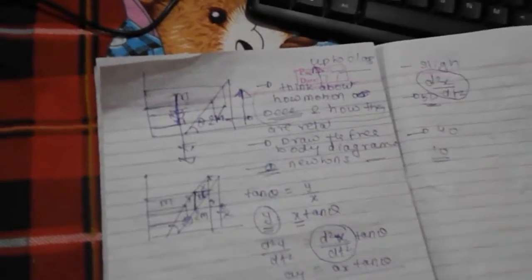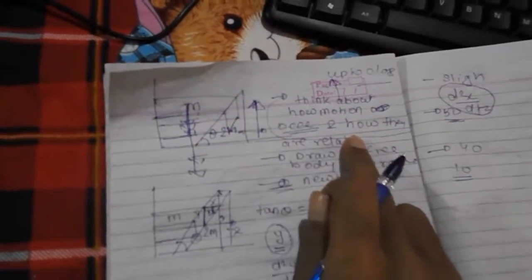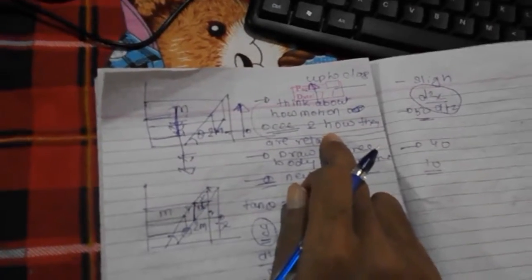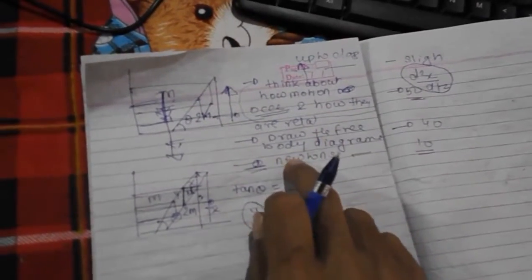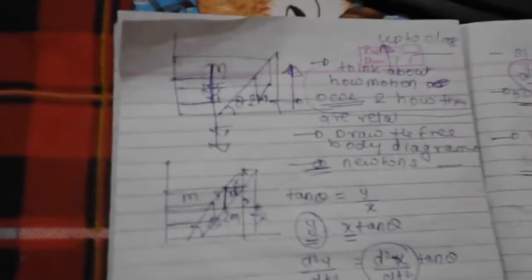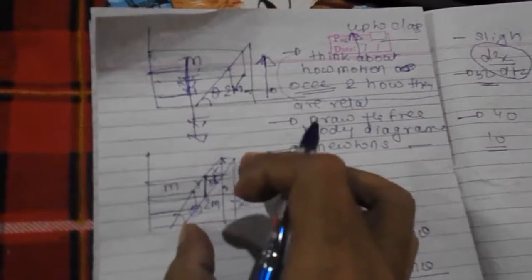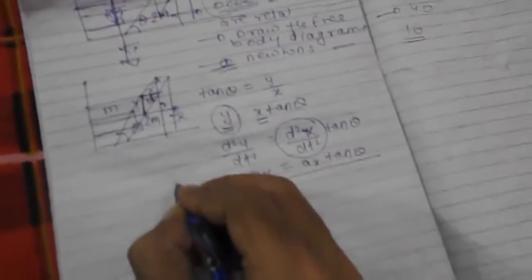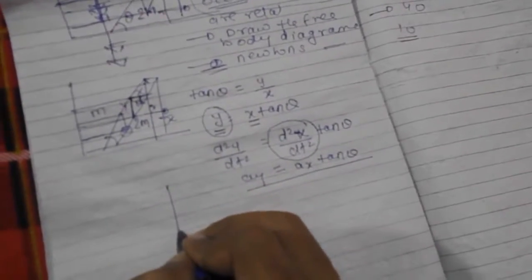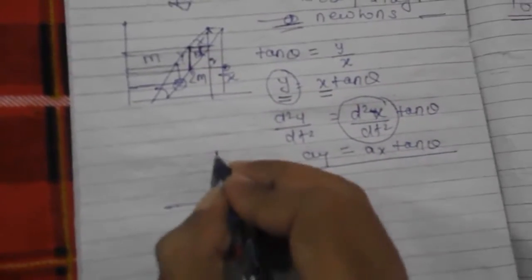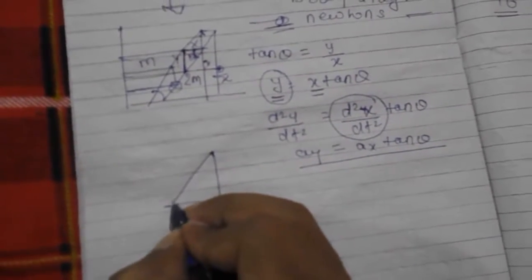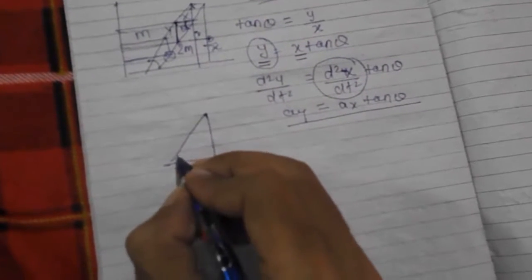Now we are going to step 2. What is step 2? To draw the free body diagram, and after that we will go to step 3. So draw the free body diagram. I'm going to draw the free body diagram of this wedge. It is very simple for you to calculate.